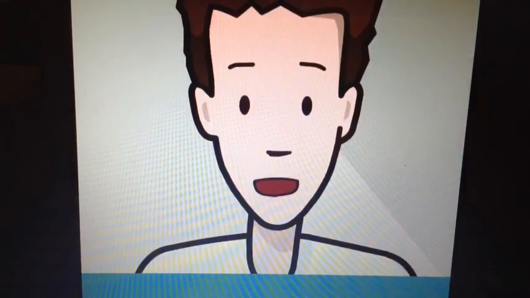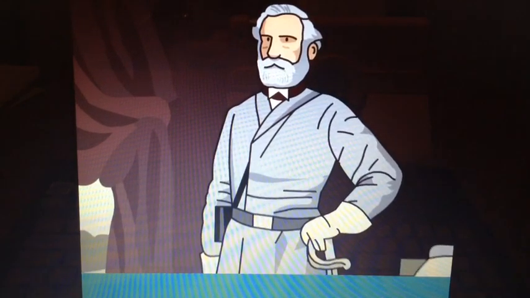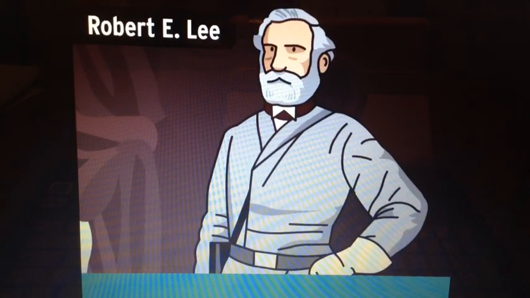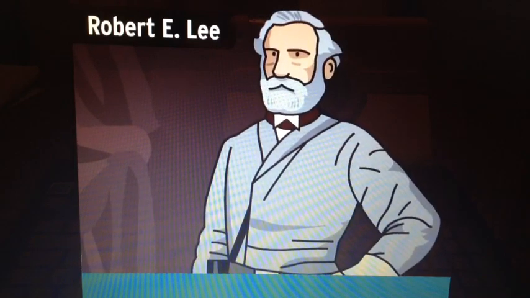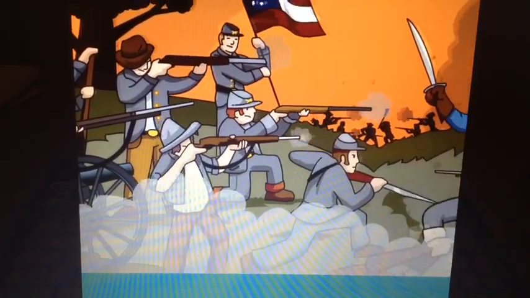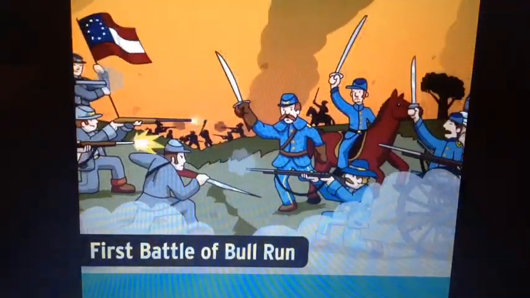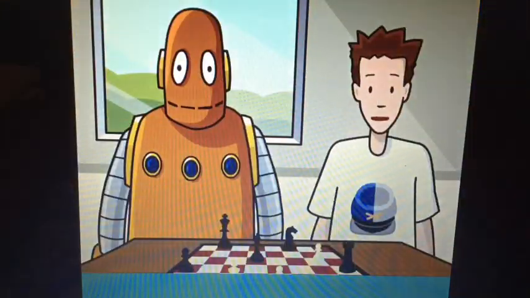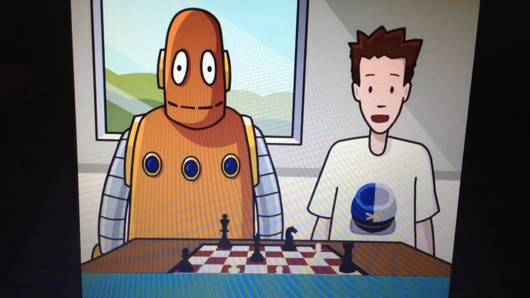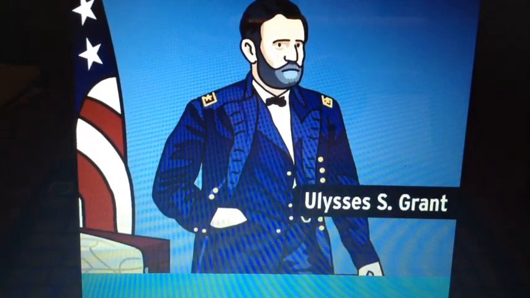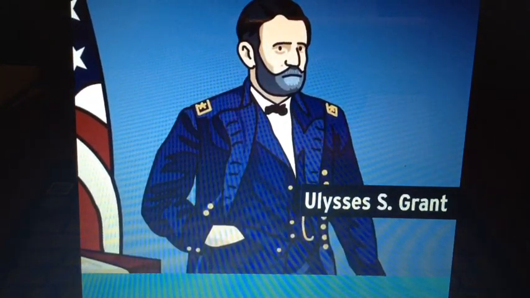The North lost a lot of major battles in the beginning. Most historians think that this is because the South had brilliant generals like Robert E. Lee, the commander of all the Confederate armies. One of the biggest early victories for the South was the First Battle of Bull Run, sometimes called the First Battle of Manassas. The Union came up with its answer to Robert E. Lee. Ulysses S. Grant was a talented general for the Union Army who would eventually become its commanding officer.